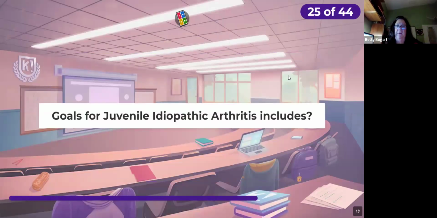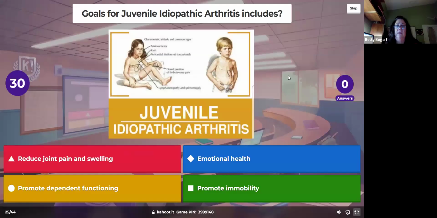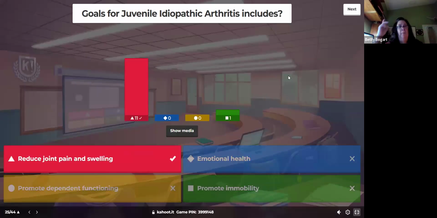Goals for juvenile idiopathic arthritis include, remember, this is an inflammation of the joints. The body's attacking its own joints. So what is our goal? We want number one, we want to reduce the pain and the swelling for sure. Absolutely.